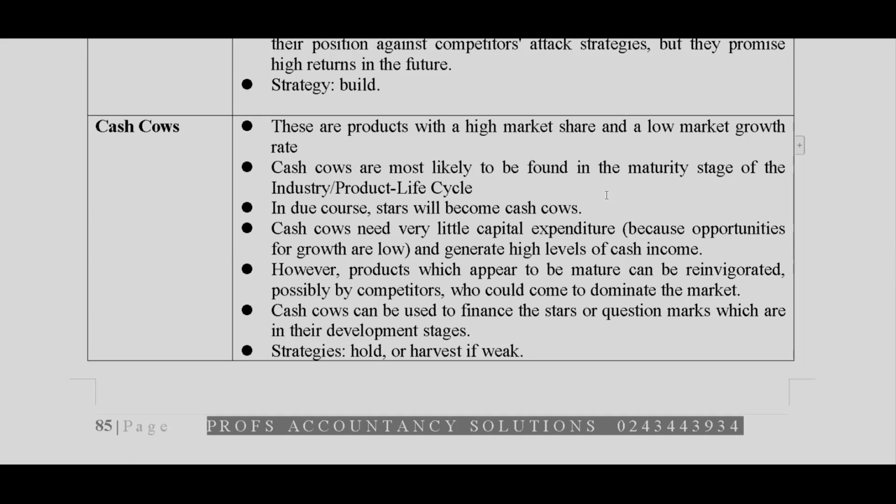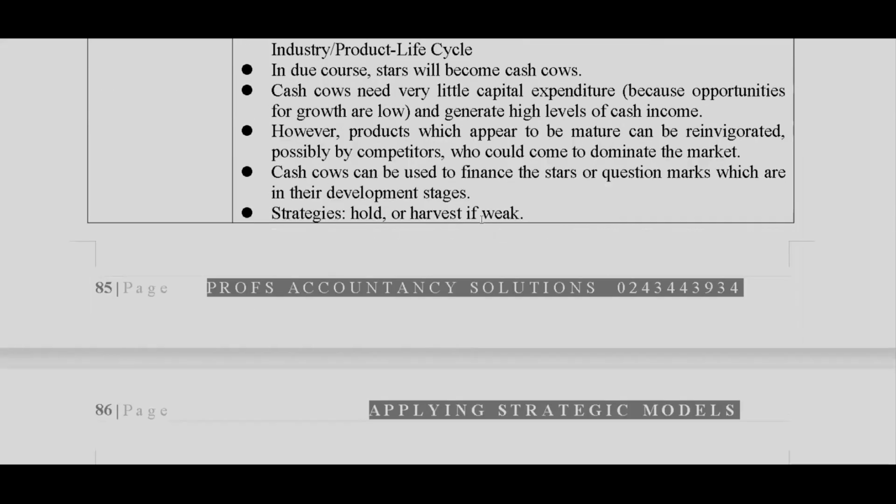And cash cows can be used to finance the stars or question marks, which are in their development stages. So that is harvesting from the cash cow. Most of the time, we hold the cash cow. That's the best strategy. Hold it. But sometimes some people harvest it if it is weak so that they can use it to build other ones, because it's at this saturation stage, which wants to drop to decline. So those are cash cows.